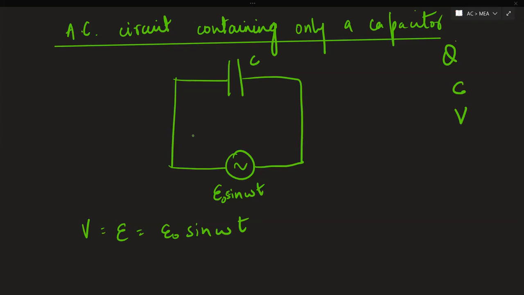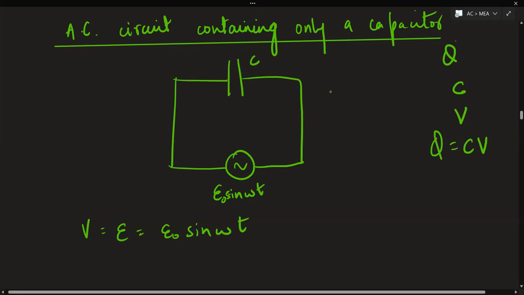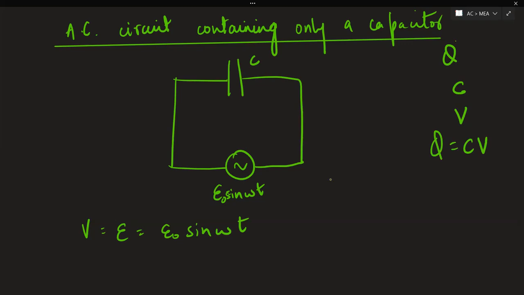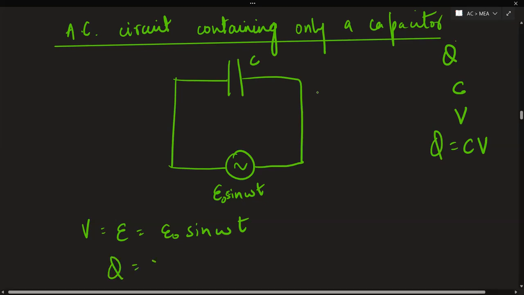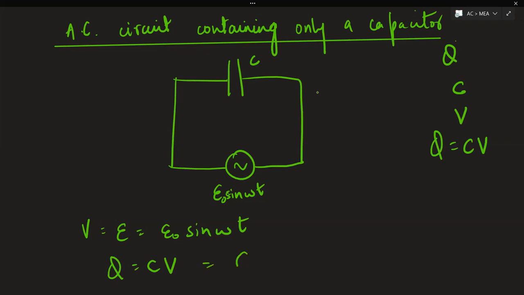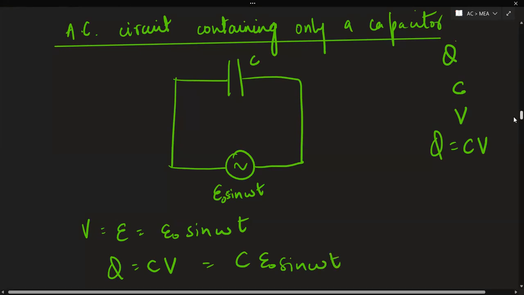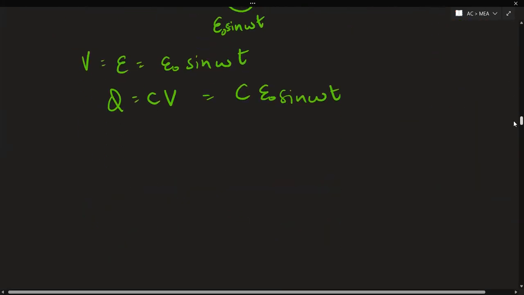Priya? C equals Q by V. Yes, C is equal to Q by V. Directly you can say Q is equal to CV, or C is equal to Q by V from here. Good. So this is one relation that will be used. So Q is equal to CV. So Q will be equal to C E naught sine omega t. This will be the charge that will be present.